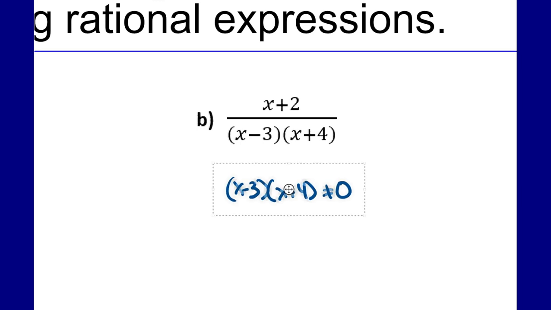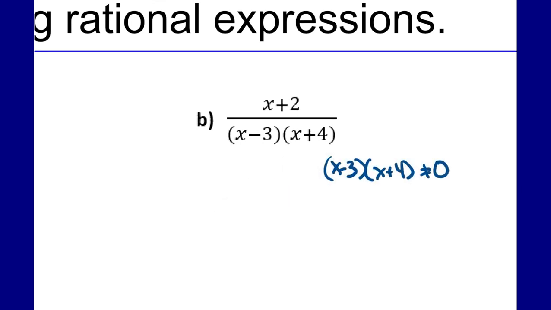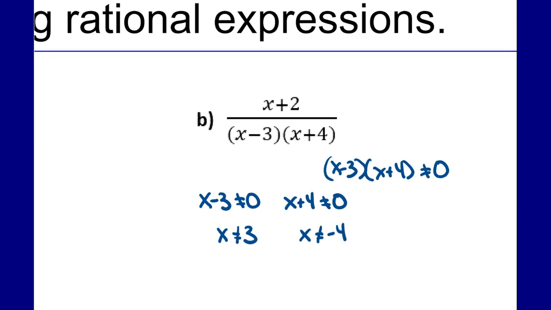So just off to the side, this is what I'm stating. I'm going to go through and check now. So I'm going to say x minus 3 cannot equal 0, and x plus 4 cannot equal 0. And I'm going to solve. I'm going to get x equals, move the negative 3 over, it becomes positive 3. Move the positive 4 over, it becomes negative 4. So x cannot equal 3, x cannot equal negative 4.